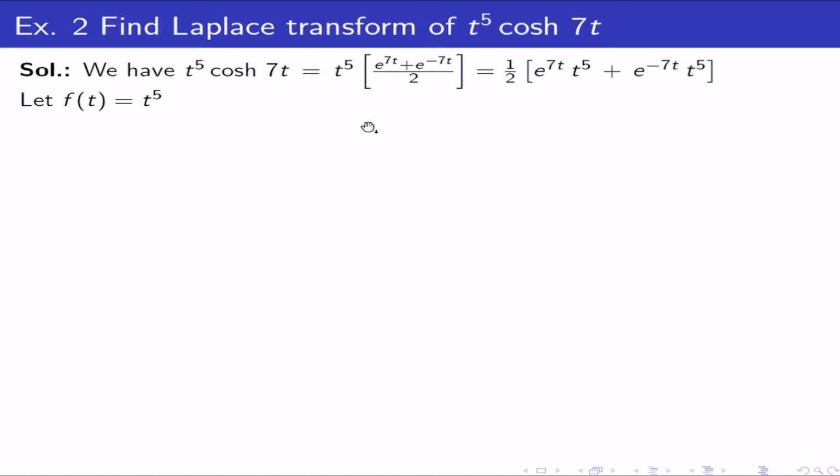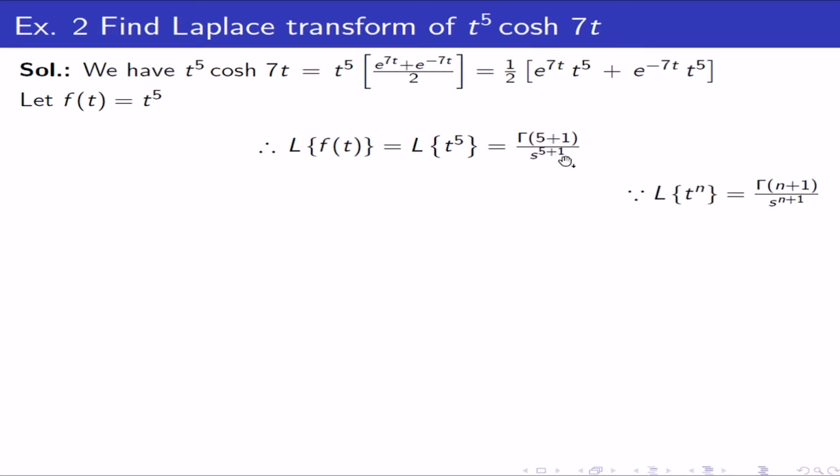Let f of t be equal to t to the power 5. Therefore, Laplace transform of f of t is equal to Laplace transform of t to the power 5 is equal to gamma 5 plus 1 divided by s to the power 5 plus 1, by using Laplace transform of t to the power n is nothing but gamma n plus 1 upon s raised to n plus 1, provided that n is a real number for which gamma n plus 1 exists. And therefore, Laplace transform of f of t is equal to 5 factorial upon s raised to 6.